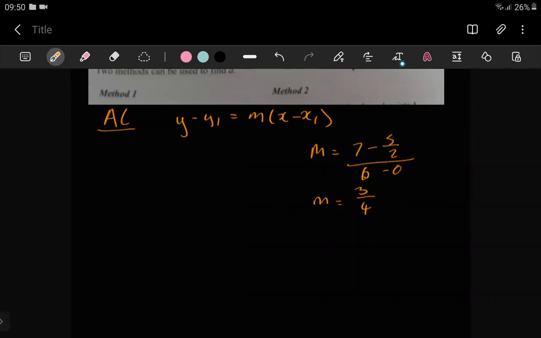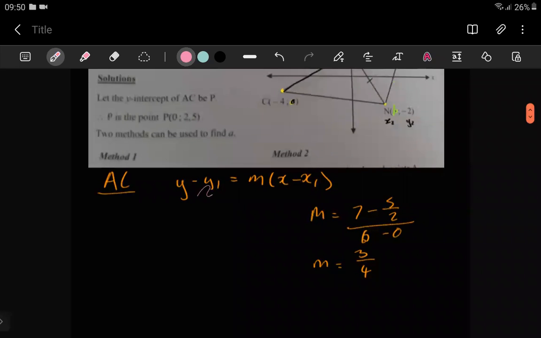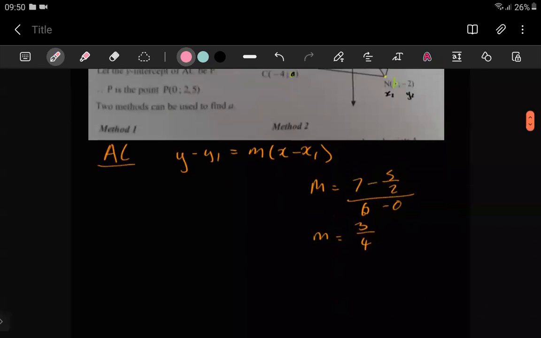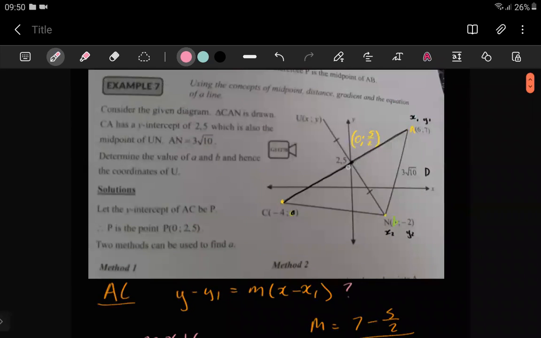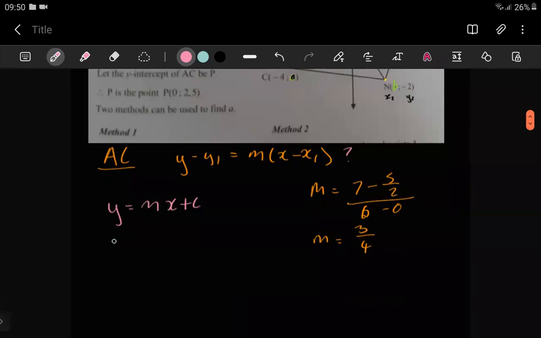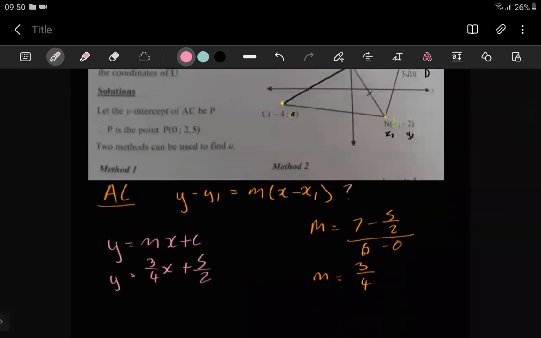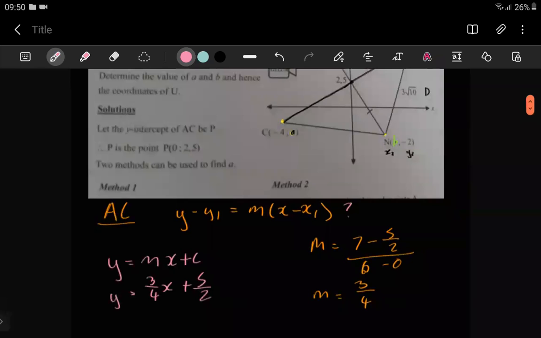So we have the gradient, perfect. Now we just need a coordinate that the line passes through. Actually, we don't even need this because we can just jump straight to this format, since we have the y-intercept, which is 2.5. So here we can just say y is equal to 3/4x plus 5/2, which is just 2.5. Fractions are just a preference, but yeah, we keep moving.